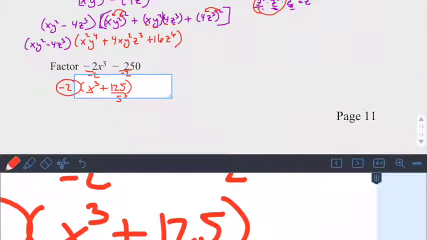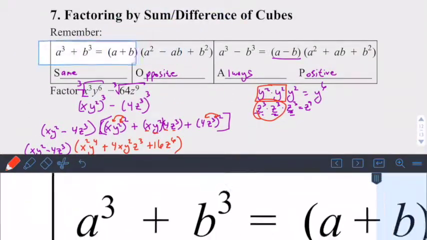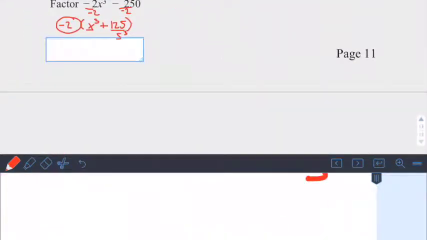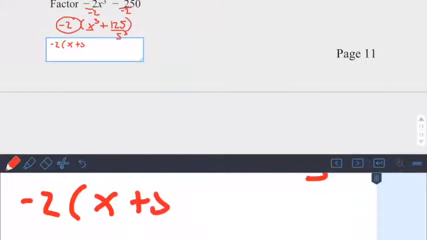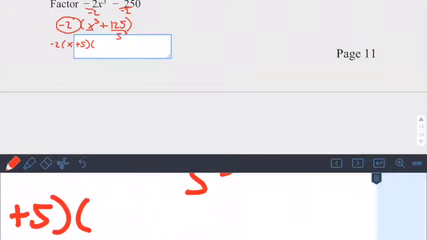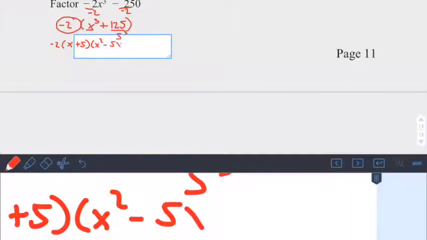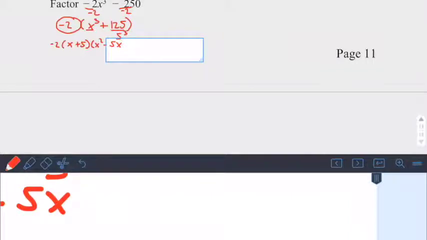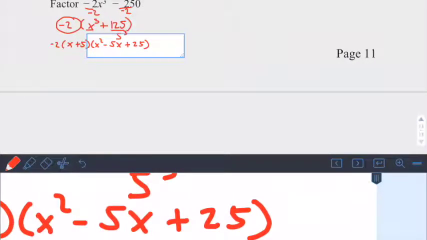So now I can use my form for a sum of perfect cubes to factor it into this. So we could say that this is -2 times, we have AB, so x, same sign, plus 5. Then a squared, x squared. Opposite sign, so minus AB, so 5 times x, right? 5 times x. And then always positive, plus 5 times 5, 25.